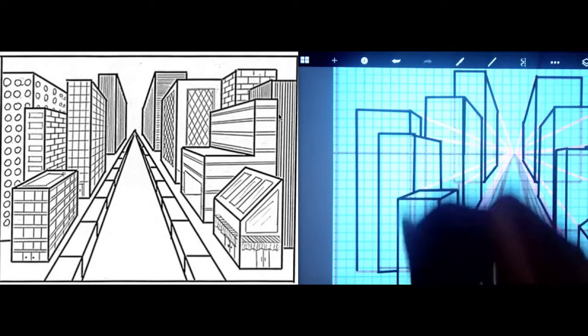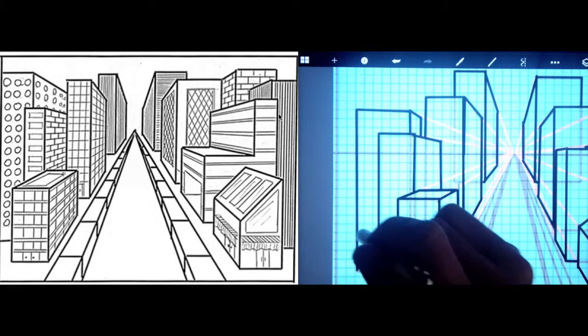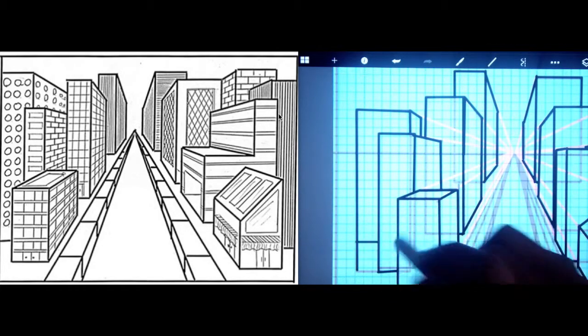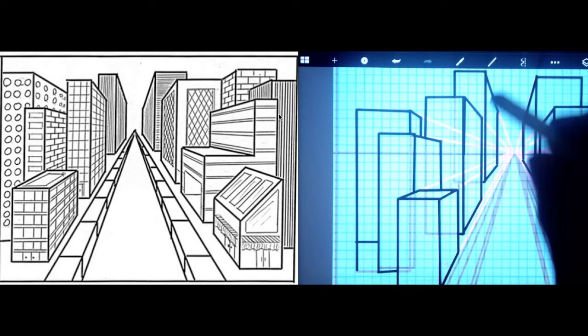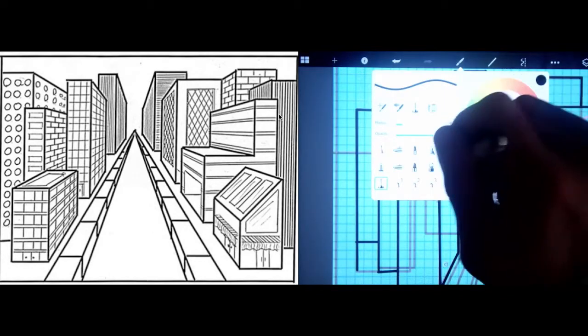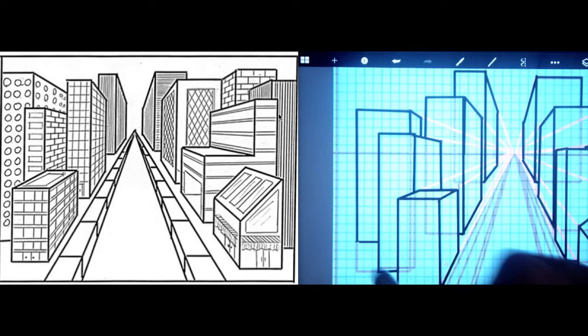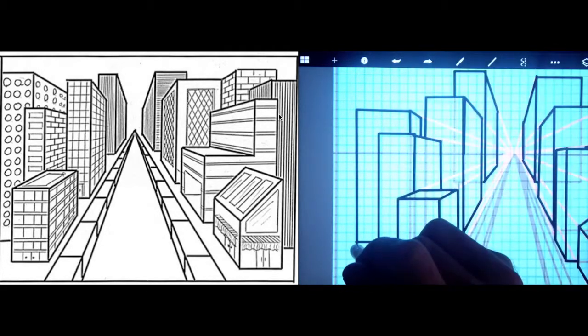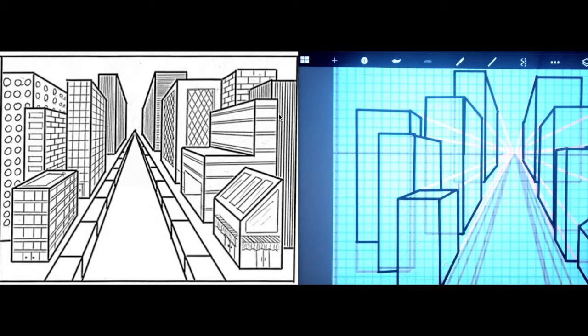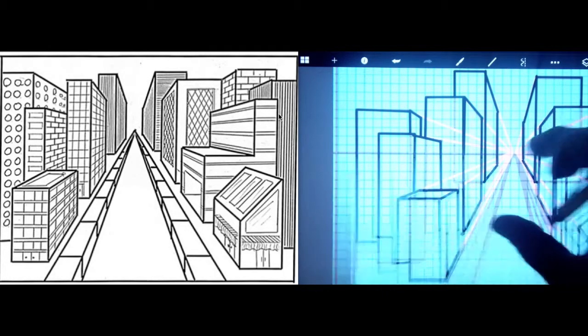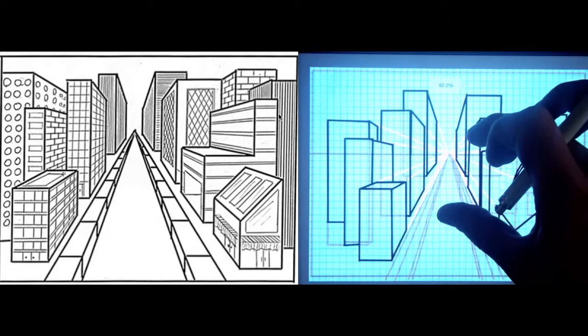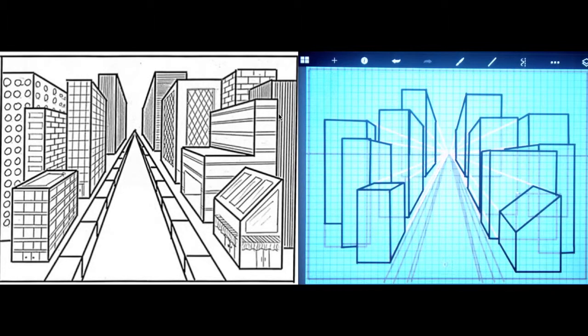Now, this building is too tall. I need to make it shorter. It's behind this building. So I'm going to use my eraser and erase part of that line that I drew. Okay, so there is the rough plan for my city. Wow, that was a lot of work. It looks really great though. I'm really pleased with the way it's turning out. And you can still see my lines of perspective in the background, but they're on a separate layer.